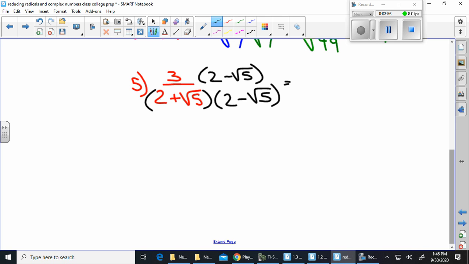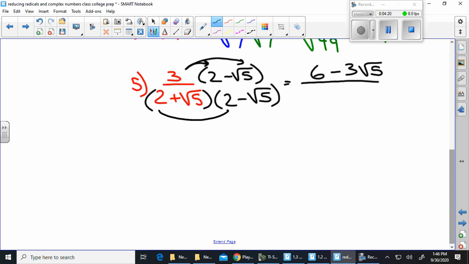Now you multiply. On the top, 3 times 2 is 6. 3 times radical 5. 3 is outside, radical 5 is inside. It's like an x. It's 3 times radical 5. That's done. Do not do 6 minus 3. 3 radical 5 is connected.